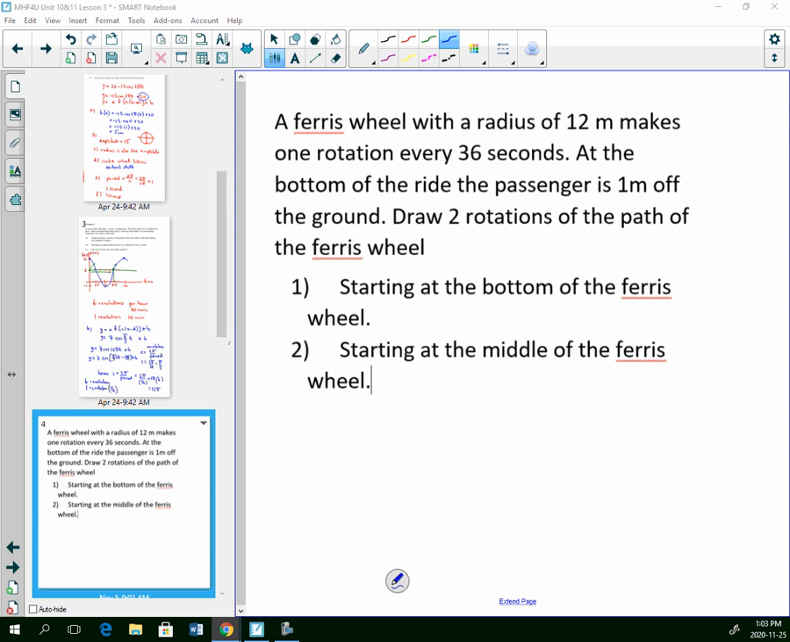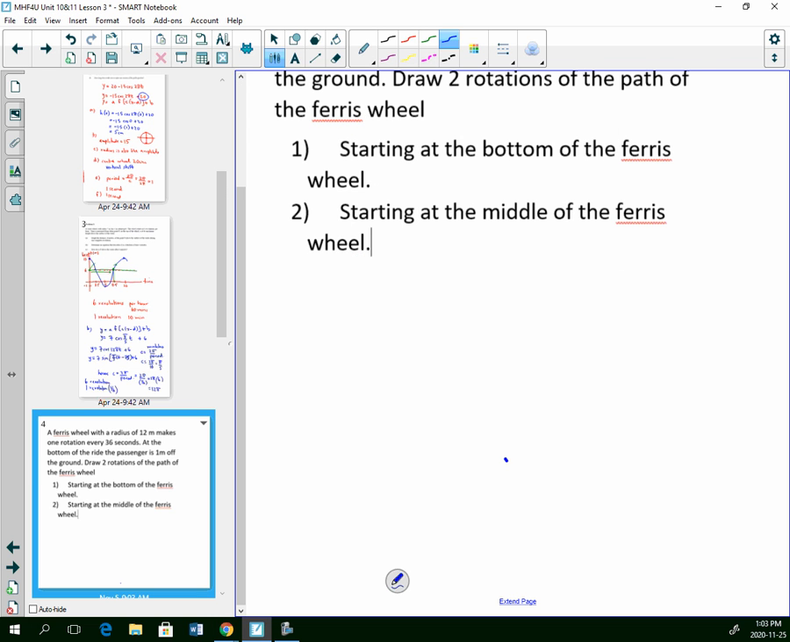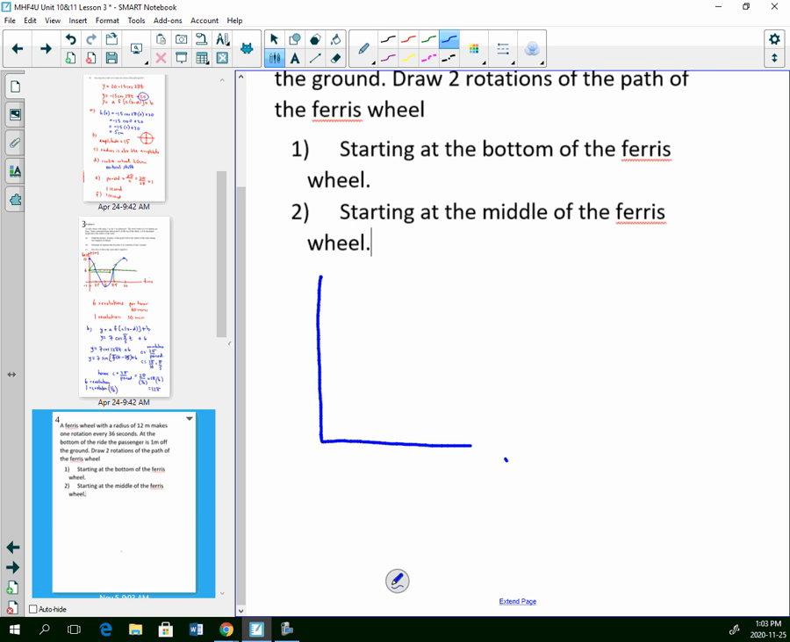Okay. Ferris wheel question is quite common. We have a radius of 12 meters. It goes once around every 36 seconds. At the bottom, the passenger is 1 meter off the ground. I want you to draw 2 cycles and then write an equation depending on whether we start at a different spot. Okay, so I'm just going to sketch a graph.